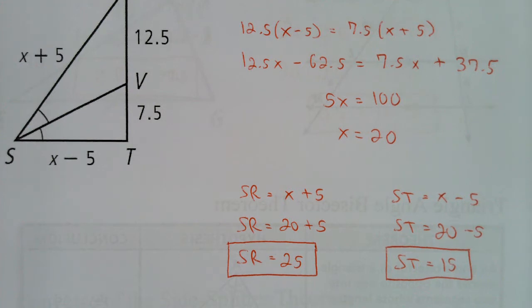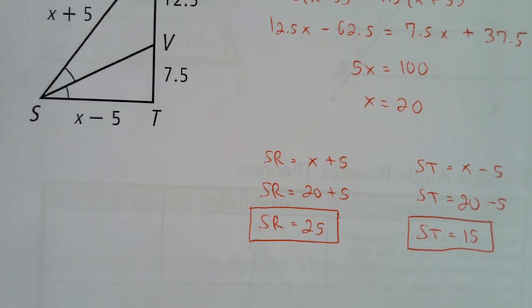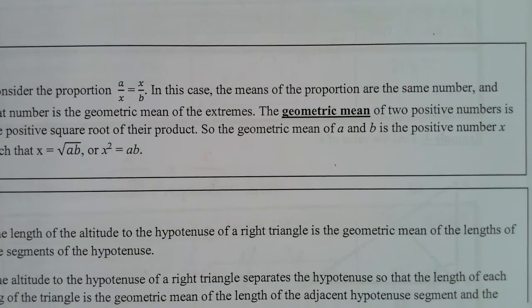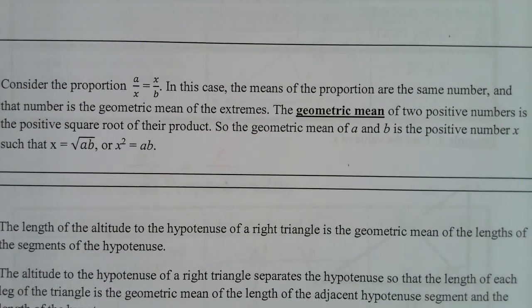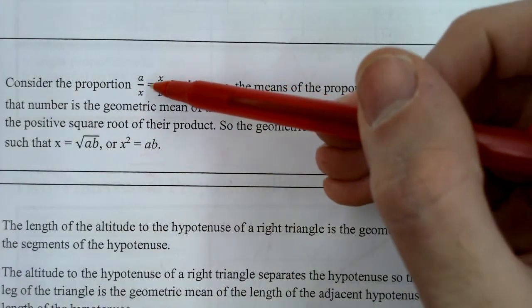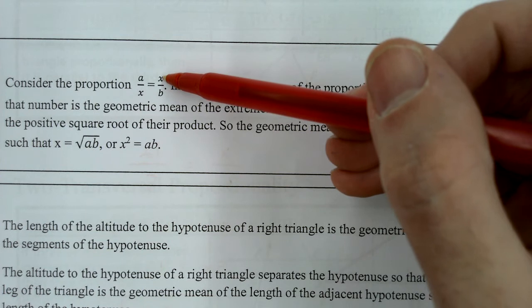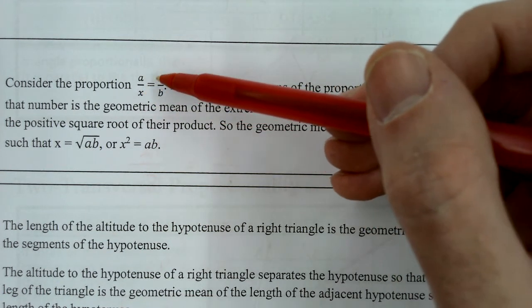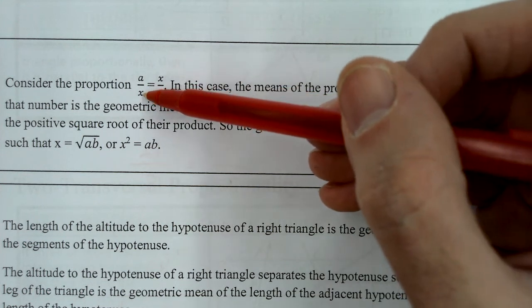Now we're going to get to, by far, the hardest part of the lesson. Consider the proportion a over x equals x over b. In this case, the means of the proportion are the same number. Okay, see how the same number, in this case, they're represented by x, the variable. Whenever you have the same term in these two locations, that's called the geometric mean.